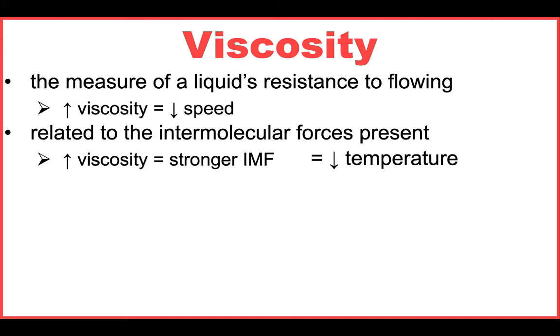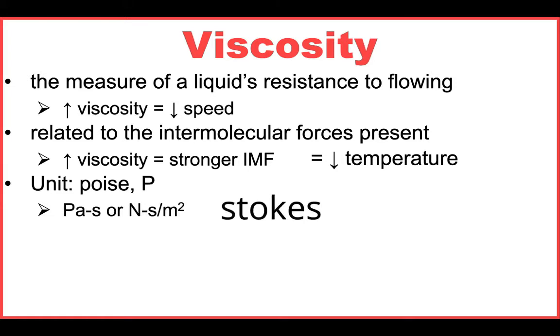Viscosity is measured in units of poise. The SI unit for poise is Pascal second, or Newton second per meter squared. You might encounter in some books the unit Stokes. Stokes and poise are both units of measure relating to fluid viscosity. Remember, viscosity is typically defined in two forms, the dynamic viscosity and the kinematic viscosity. Dynamic viscosity is commonly measured in poise, while kinematic viscosity is commonly measured in Stokes.